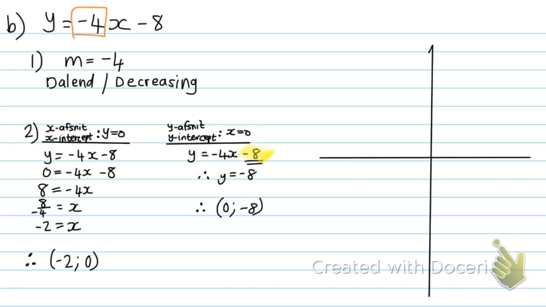Then I draw a Cartesian plane. And negative 8 is quite down there, so I'm not going to draw all the little lines. I'm just going to say more or less negative 2 on the x-axis will be there. Negative 8 on the y-axis will be there. Then I draw a line through them with arrows at the ends. Write down the equation, y is equal to negative 4x minus 8. And then the coordinates of the intercepts. That's it.